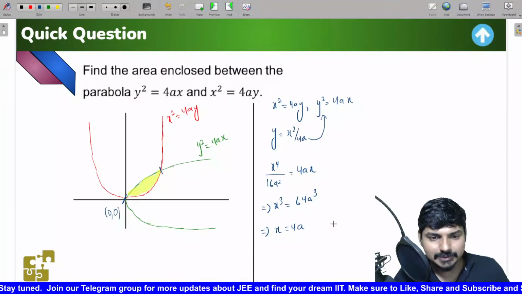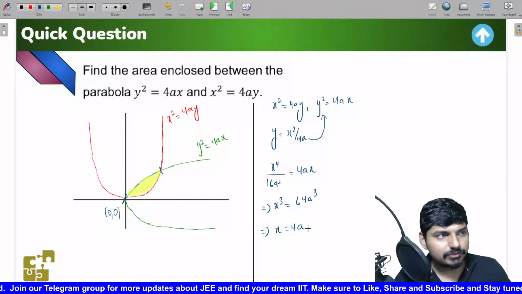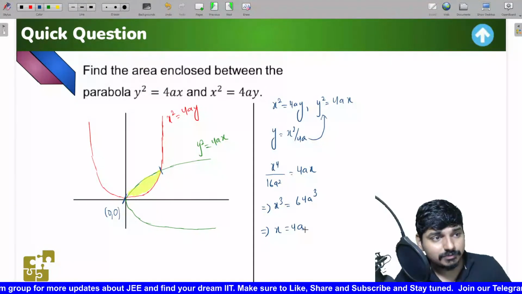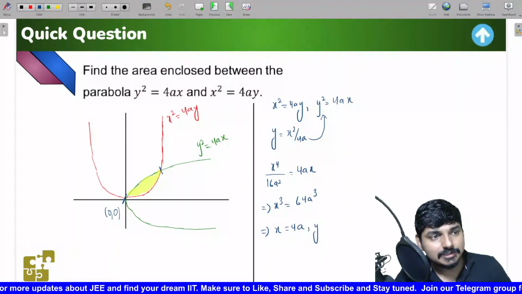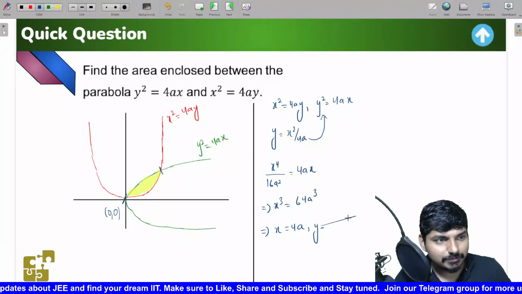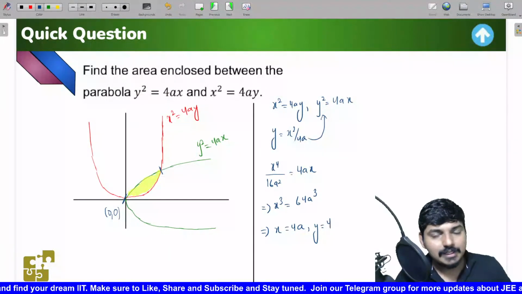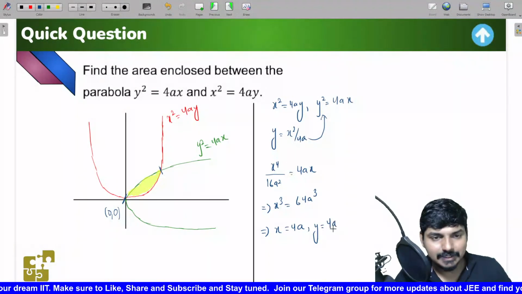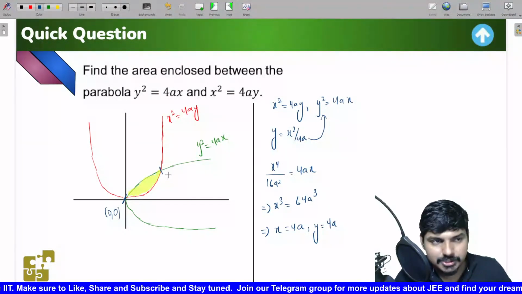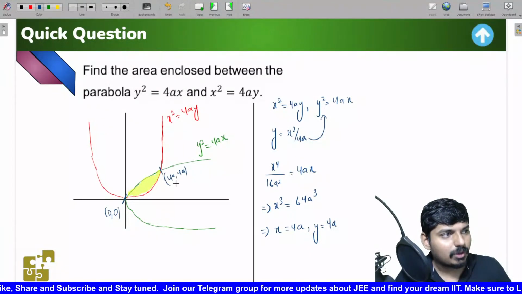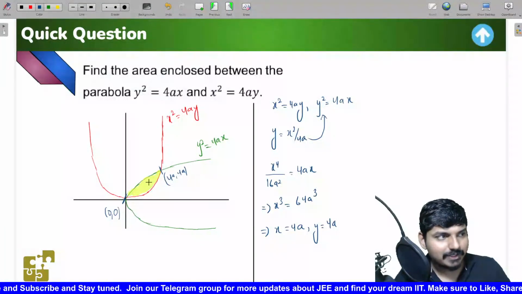What is the value of x going to be? It is going to be 4a. And for x equal to 4a, can you tell me what the value of y is going to be, where y is also going to be equivalent to 4a. Okay, now we know the x and y values of another point of intersection, which is going to be (4a, 4a). Now all you have to do is find the area.